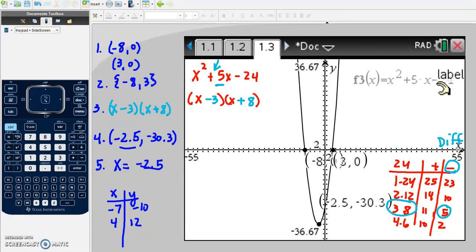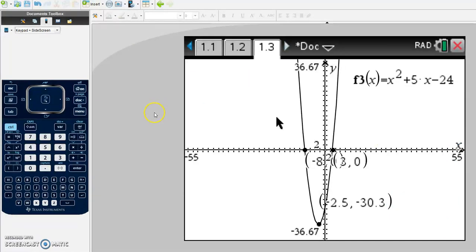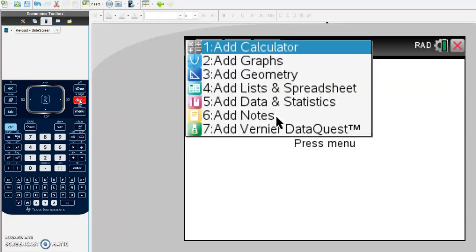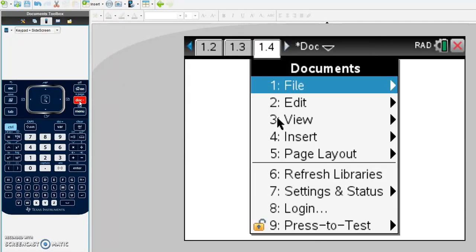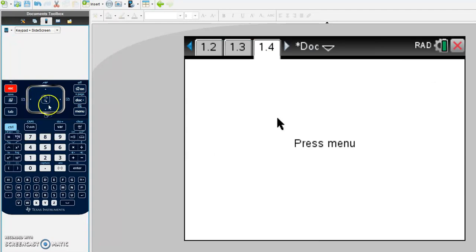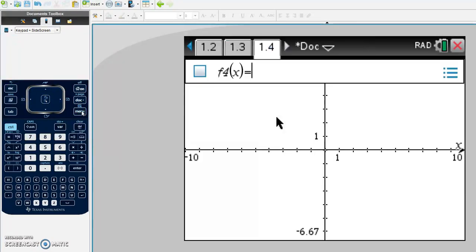Let's go on and do 19. It's going to be the very same steps. Since we're going to do the same thing, I'm not even flipping back over to my paper. I'm just going to stay at my calculator and add a new document. So Control Doc to add a new page. Okay, menu, and then I want number 2.